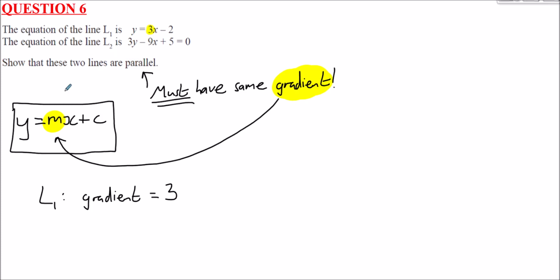L2 isn't in this correct form yet. So for L2, we need to rearrange this equation so it's y on its own. So we've got 3y minus 9x plus 5 equals 0 currently. We need to have y on its own. So I could get rid of that minus 9x. What's the opposite of minusing away 9x's? Well, if I added 9x, the minus 9x and the plus 9x would cancel. But to keep the equation balanced, if I add 9x on the left, I add 9x on the right.